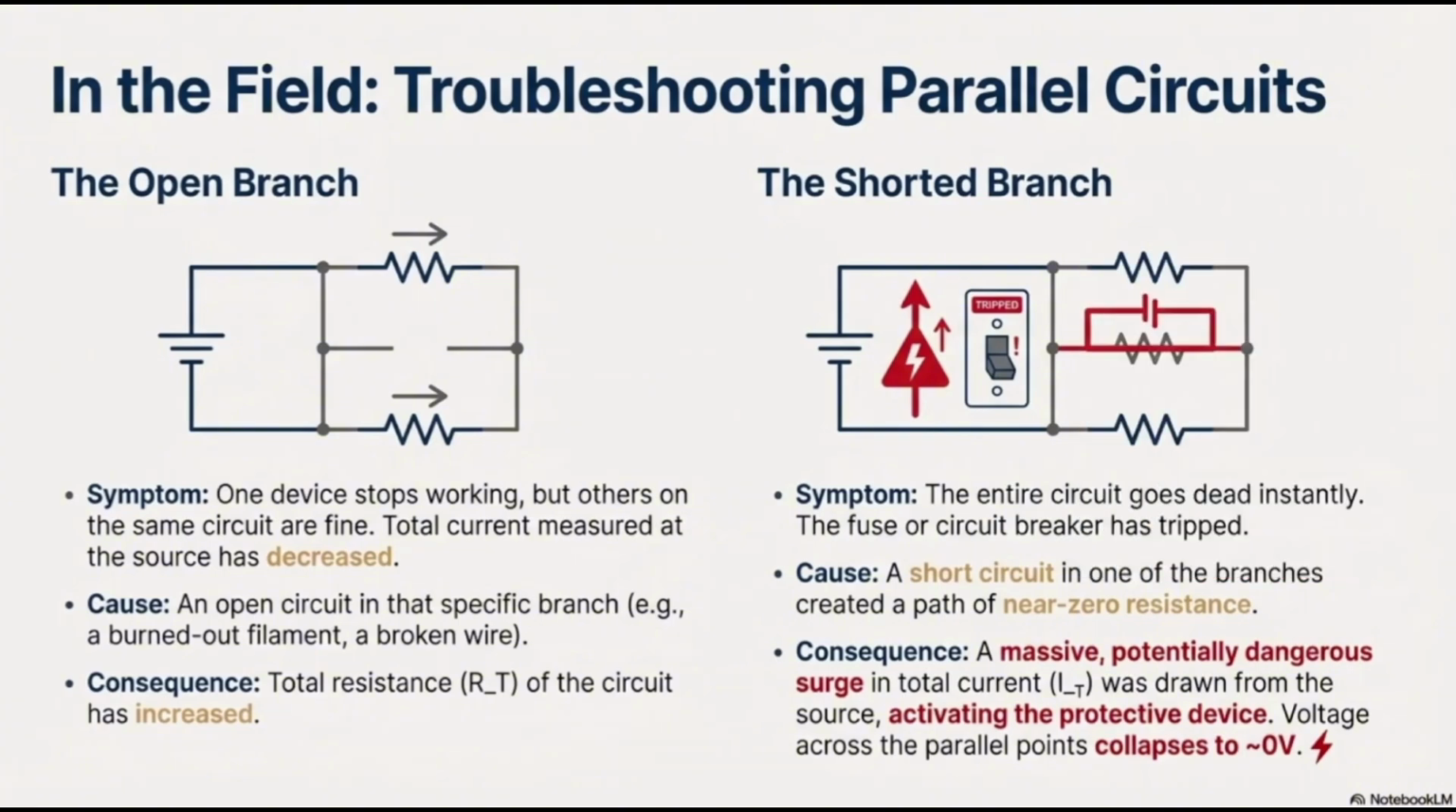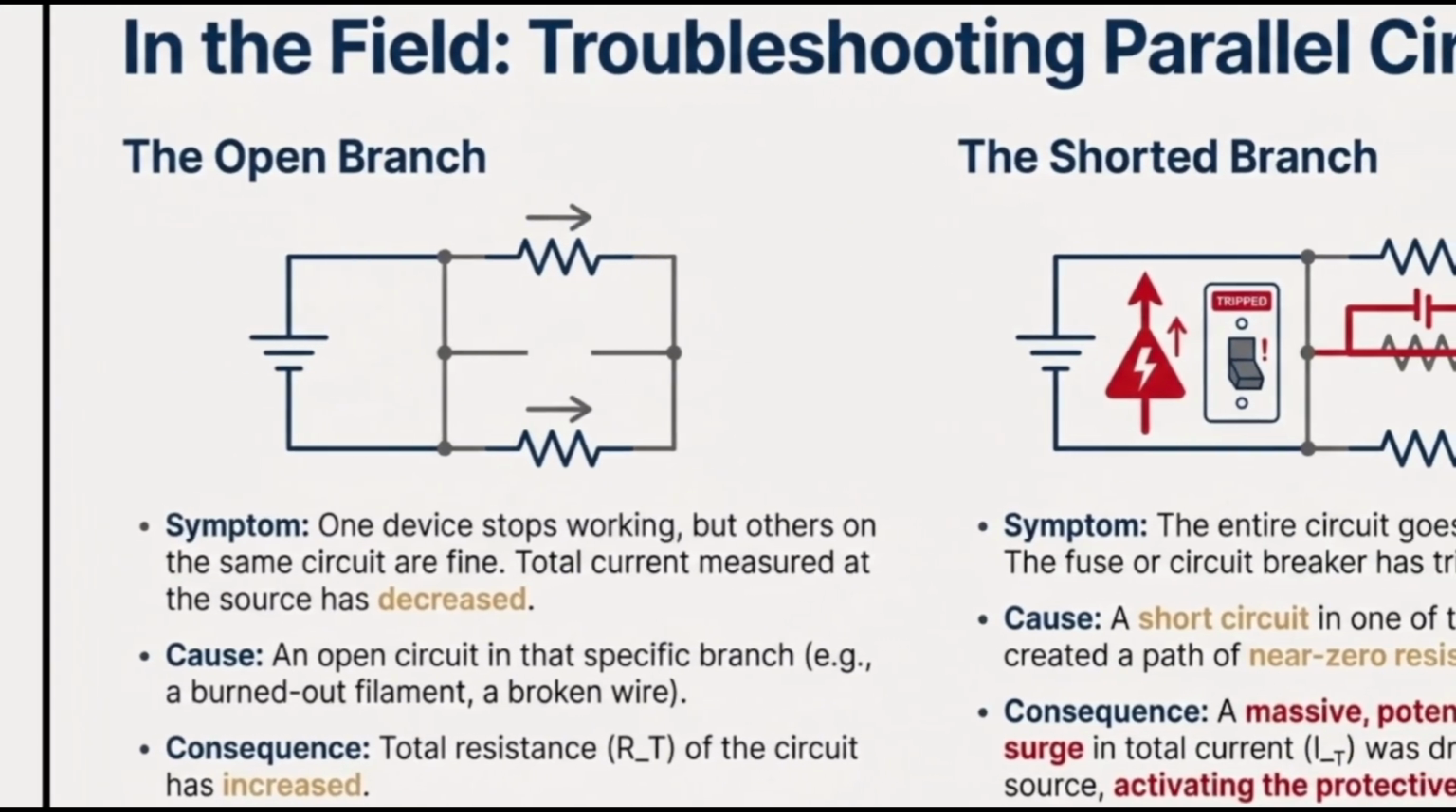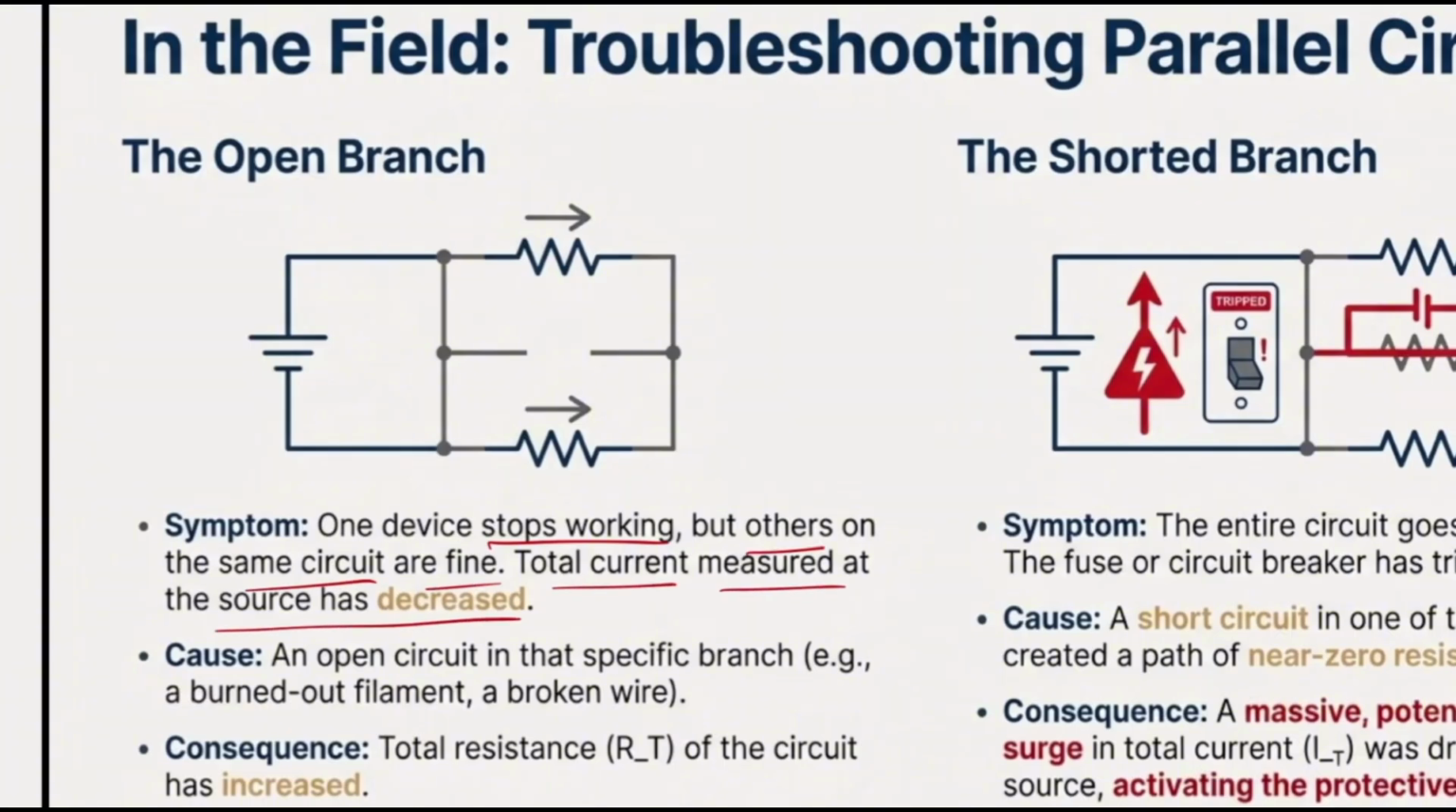So let's talk about troubleshooting. As we talked about the series circuit, we also have troubleshooting in the parallel circuit. So what would happen if I have an open branch? The symptom is this: one device stops working, but the others on the same circuit are fine. The total current measured from the source is going to decrease. So this is the fact.